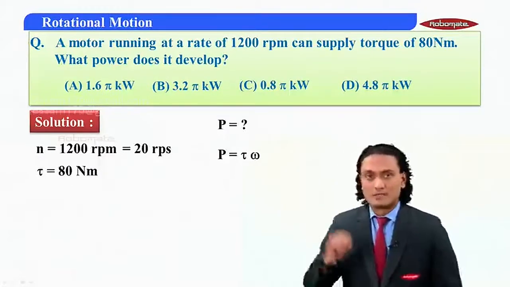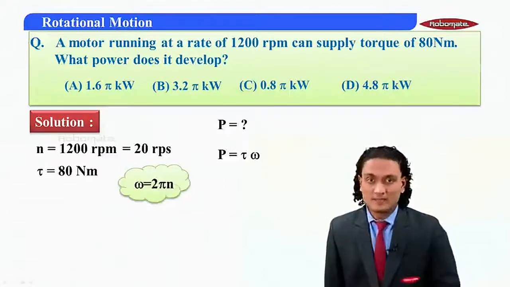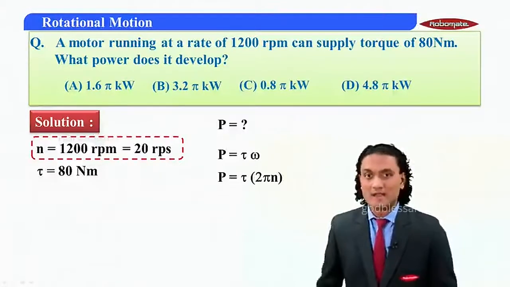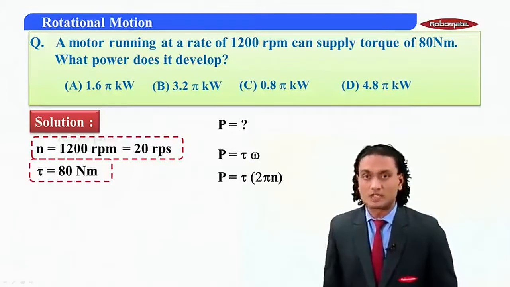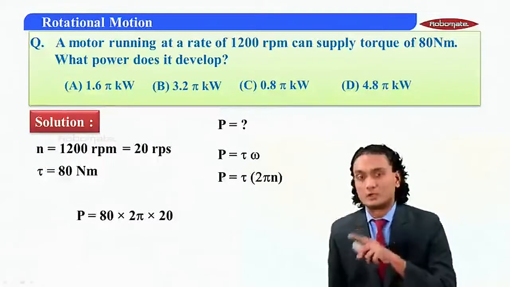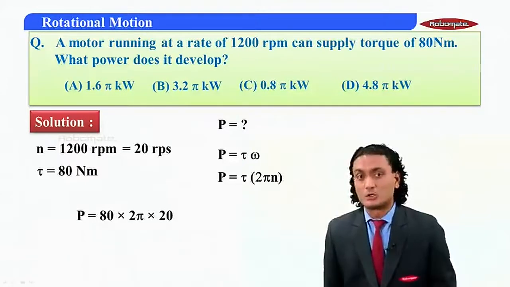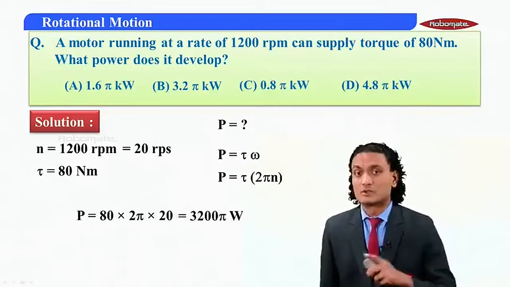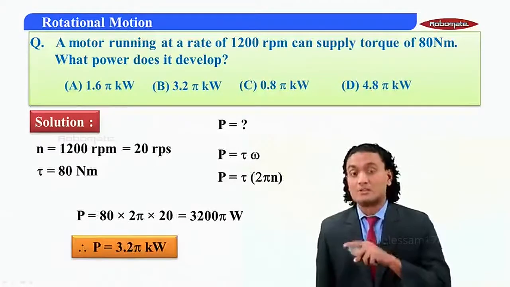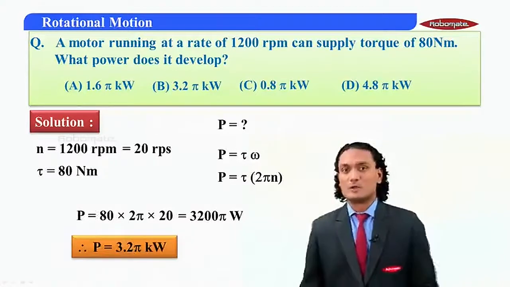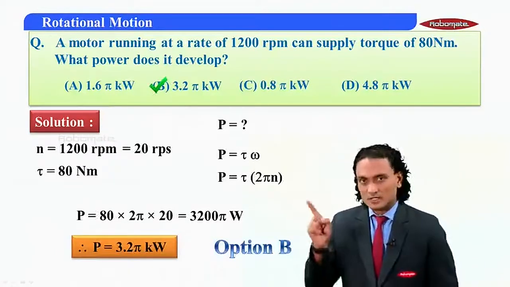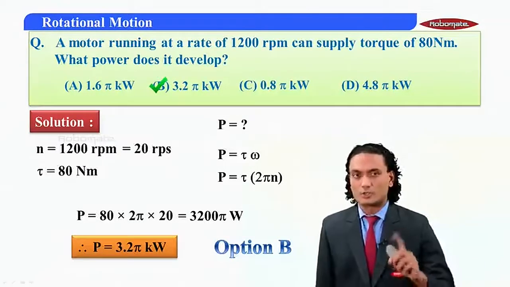Now, can we solve it? Omega is 2 pi n. So power will become torque into 2 pi n. Now students, you have n is 20 RPS and torque is 80 Newton meter. If you substitute, power is 80 into 2 pi into 20, which is 3200 pi watt. Now 3200 pi watt can be written as 3.2 pi kilowatt. So which is the correct option? Option B is the right one. Is that clear students? This formula is something new that you're learning. Power is torque into angular velocity.